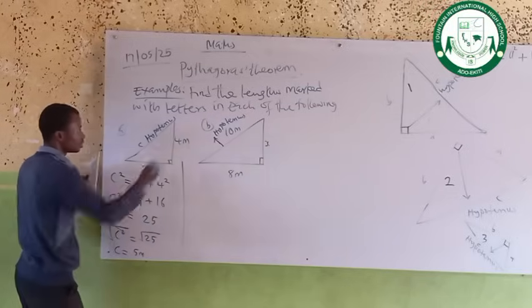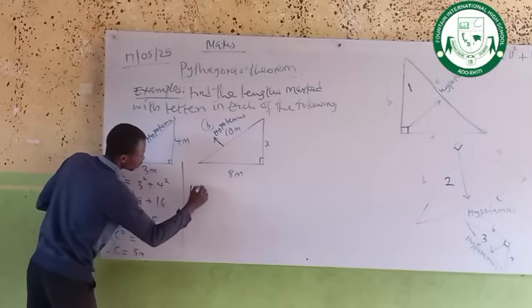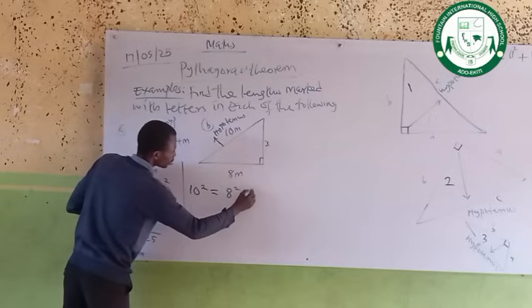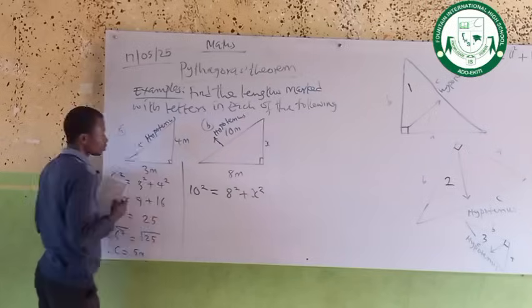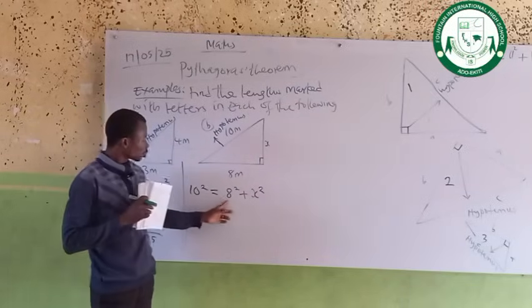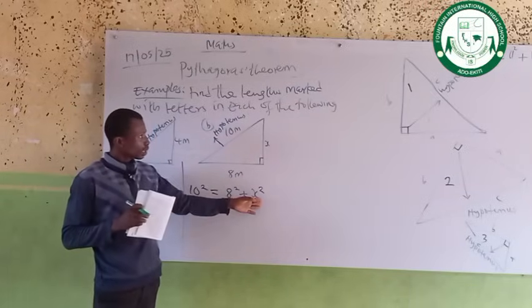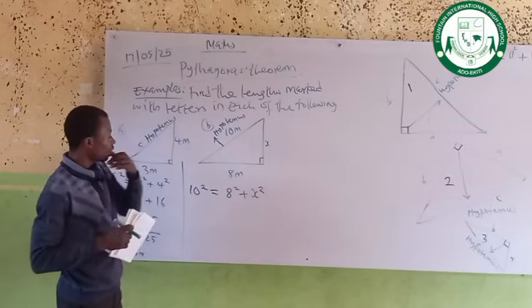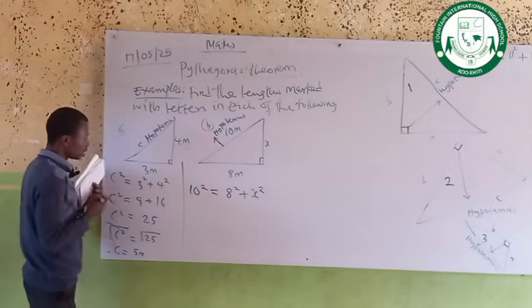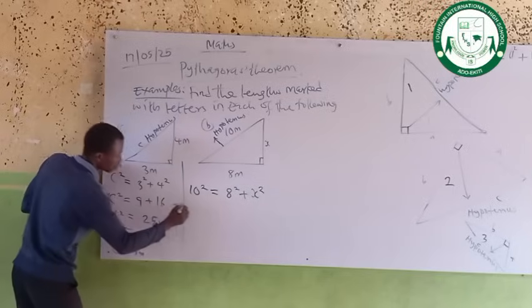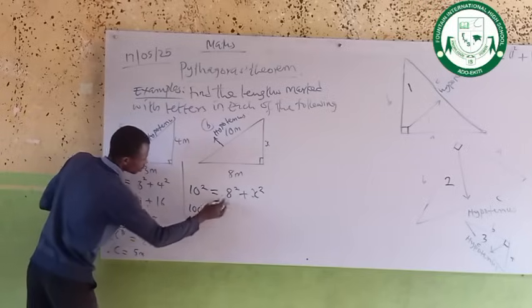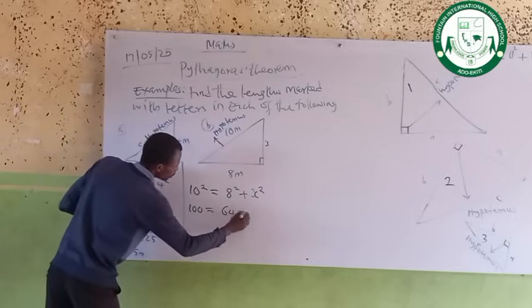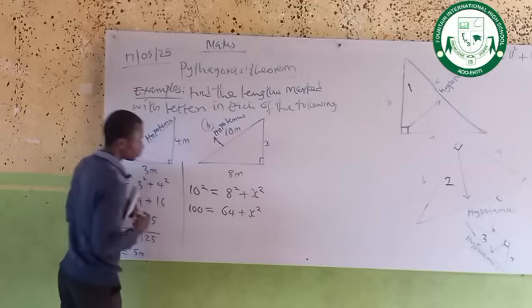Now let's start with the hypotenuse, which is 10 meter. That is 10 square equals 8 square plus x square. This 8 square and x square are representing a square and b square from our formula. Now 10 square is 10 times 10, which is 100. 8 square is 8 times 8, that is 64. Then x square, we don't know.